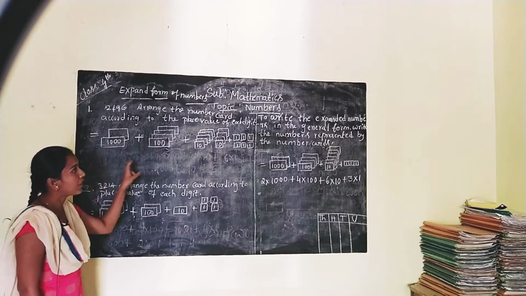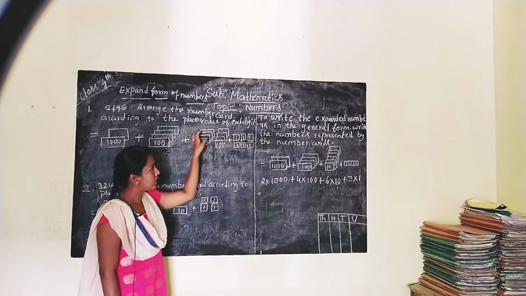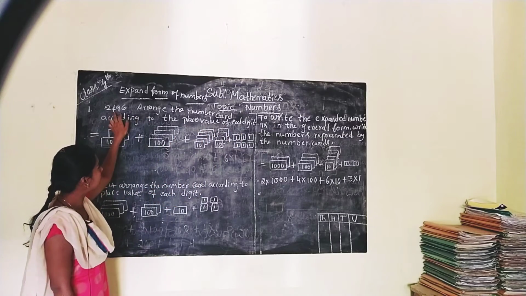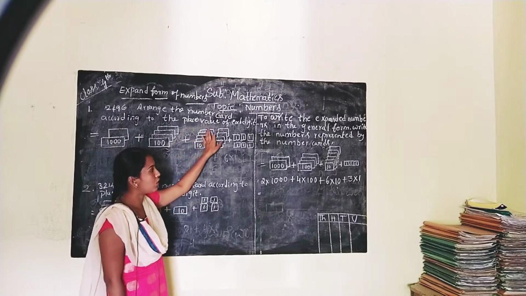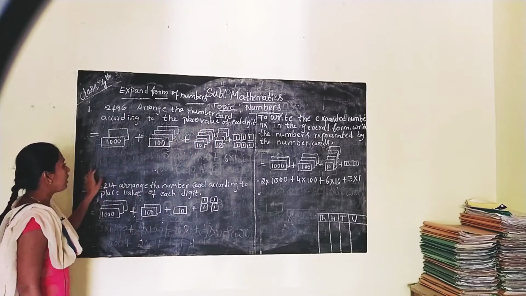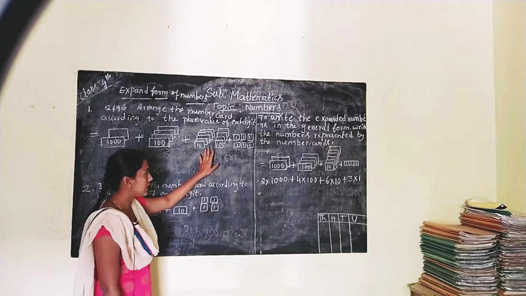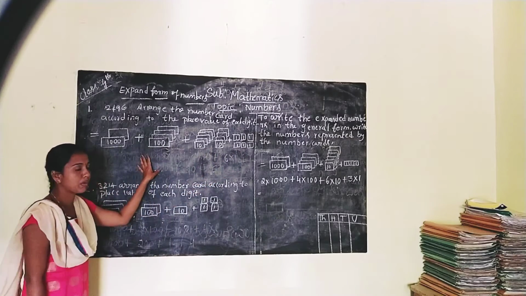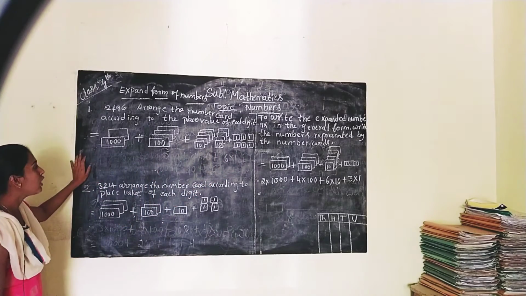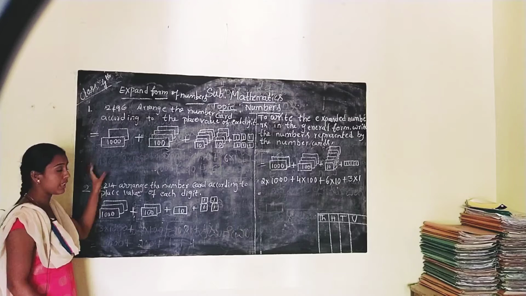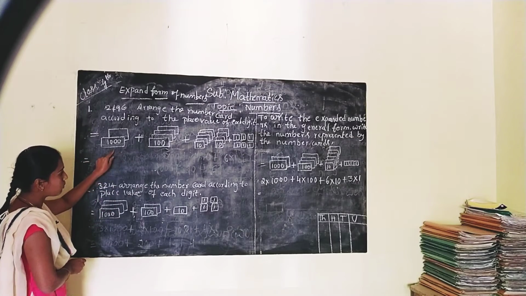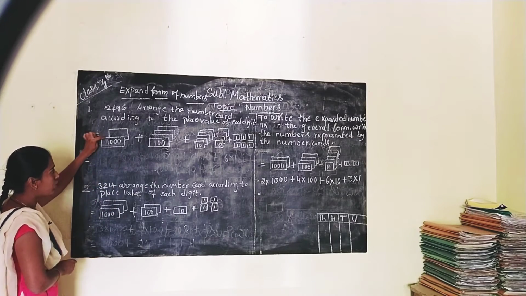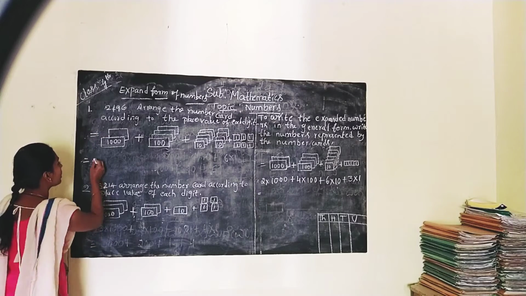We have to find out the place value of each digit. This is the units place, this is the tens place, this is the hundreds place, this is the thousands place. We will start from the thousands place. How many cards are there in the thousands place? We count 1, 2. 2 cards are there.